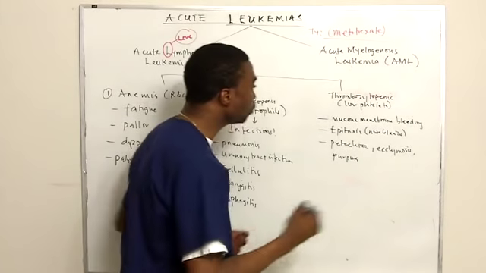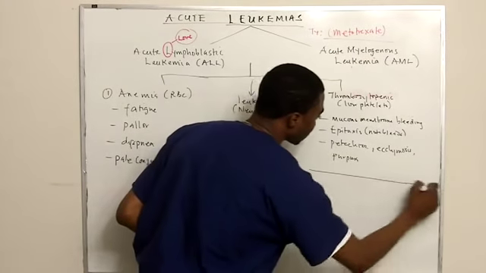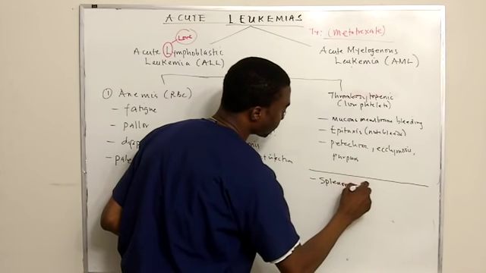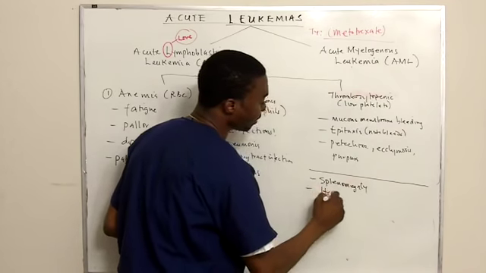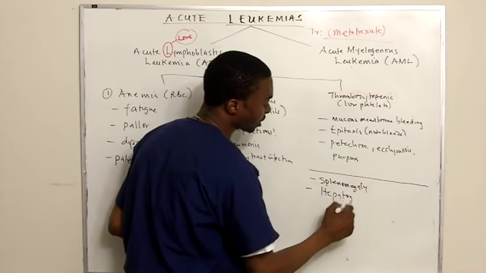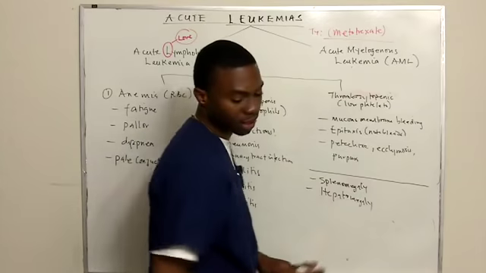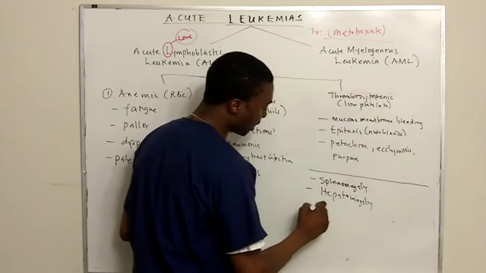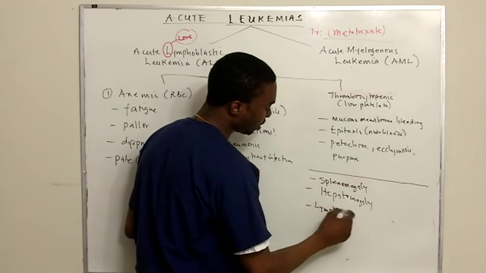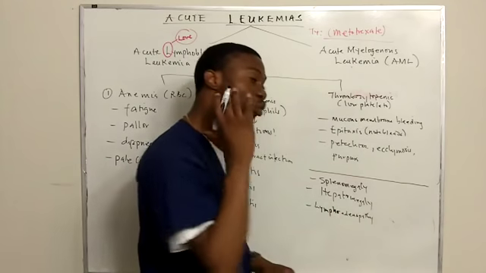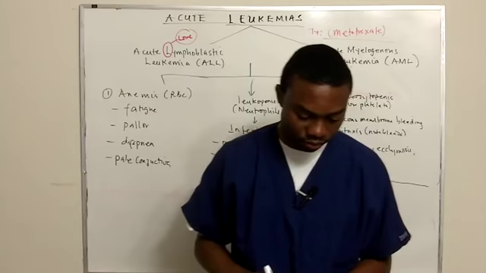They're going to have a huge spleen, splenomegaly. And their liver is going to be very, very large, which is known as hepatomegaly. And they will also develop lymphadenopathy, which is basically swollen lymph nodes.